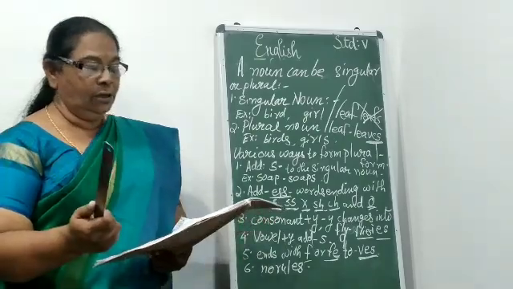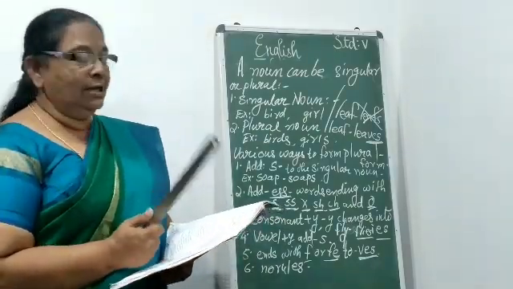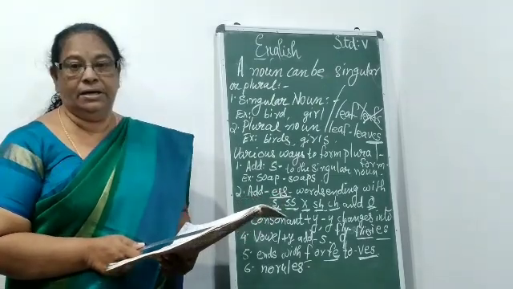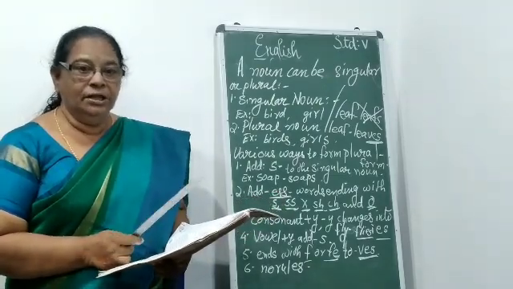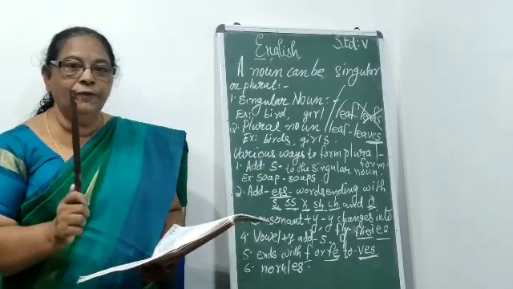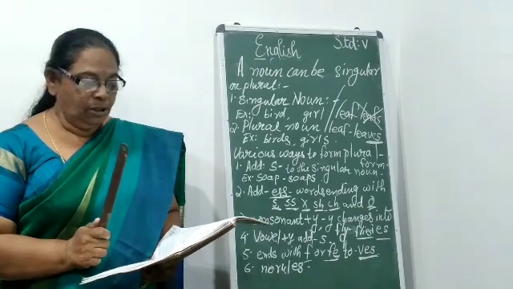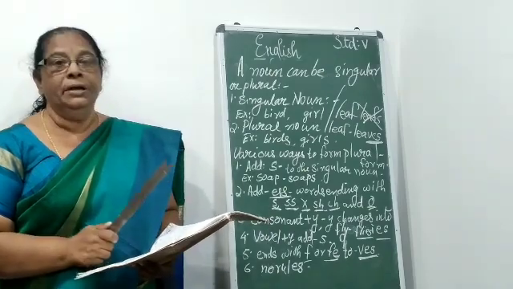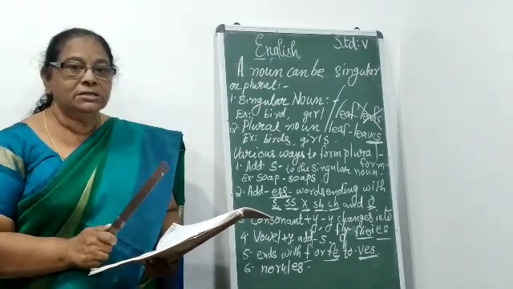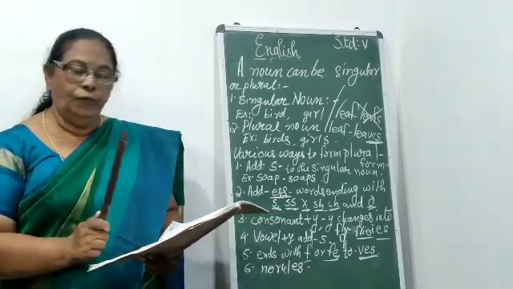Can you tell one word? Deer. Always the children make mistakes with that, dear. Deer means, in singular form and in plural form, the same word is coming, deer. And the sheep also the same way. It is coming in the same form in singular and plural.